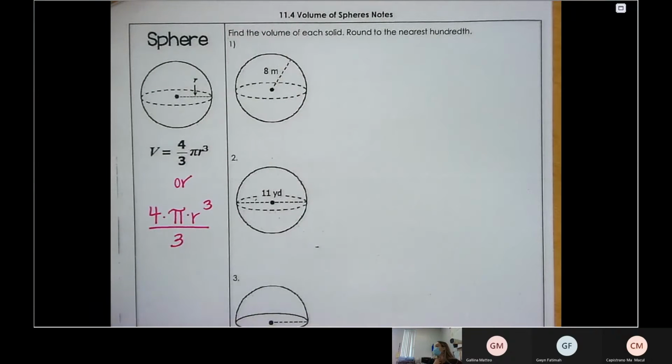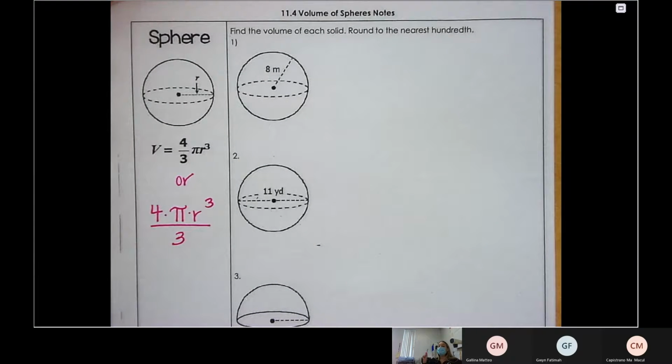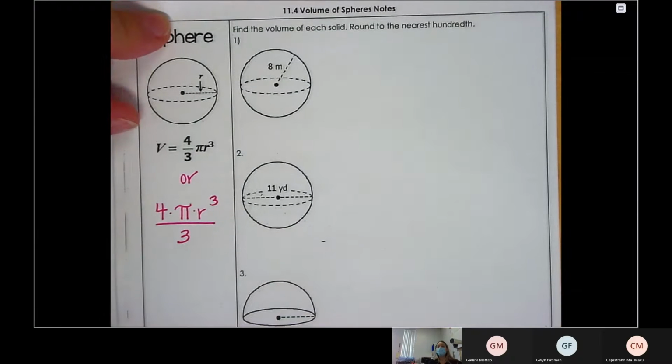That's going to make your life a little bit easier when you go to plug and chug into your calculator. Okay, so everything goes on the top first. You do that multiplication straight across, and then you divide by 3. So the only thing you need to know in order to do a sphere is the radius. That's it. And if you know the radius, you just plug it into your calculator.